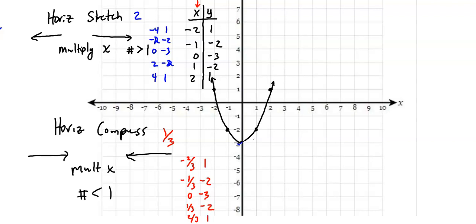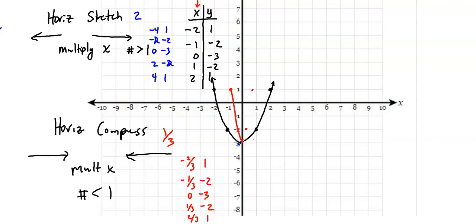So let's do this. Left 2/3, up 1. So that's going to come here. Left 2/3, up 1, about where it is. Left 1/3, down 2. Left 1/3, down 2. 0, -3, kind of stays the same. Over 1/3, down 2. And over 2/3, up 1.